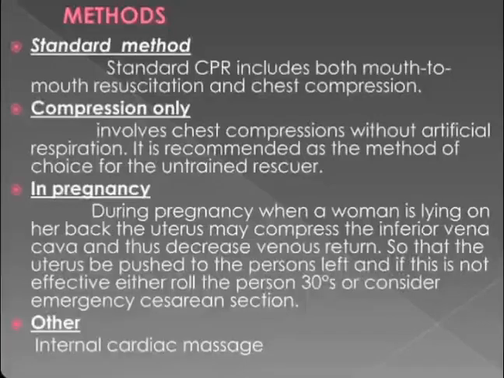Compression only. This involves chest compression without artificial respiration. It is recommended as the method of choice for the untrained rescuer. In pregnancy, during an emergency, when a woman is lying on her back, the uterus may compress the inferior vena cava, and thus decrease the venous return. So the uterus may be pushed to the person's left, and if this is not effective, either roll the person 30 degrees or consider an emergency cesarean section.